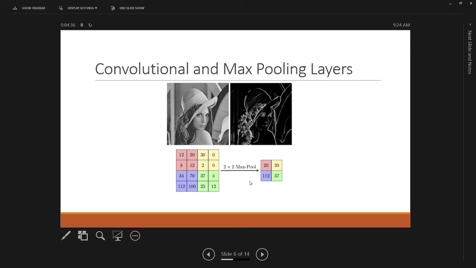And here we have max pooling. So here what we do is 2 by 2. It's a 2 by 2 matrix, and we pick out the maximum. So let's say this corner right here. The maximum is 20 out of 12, 20, 8, and 12. So we put 20 here. In this section, it's 30, so we put 30 there. In this section it's 1, 1, 12, and the other section is 37. So that's max pooling.